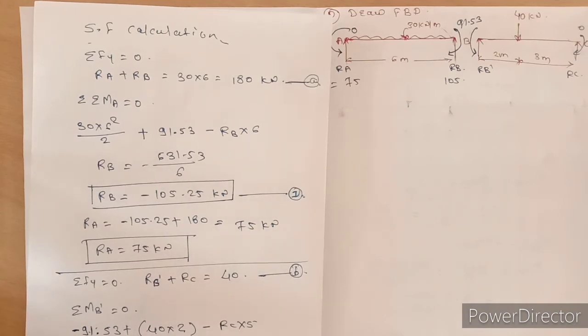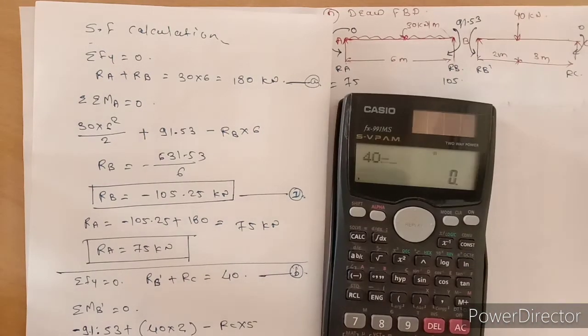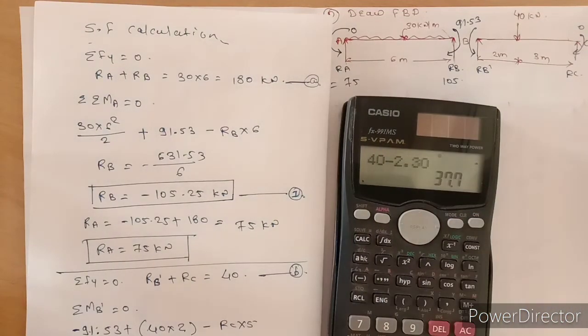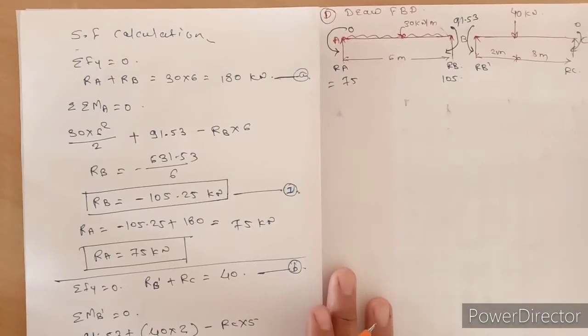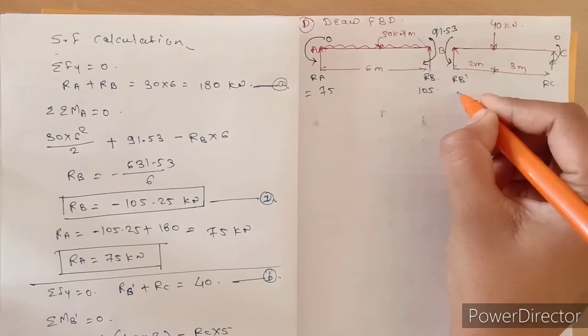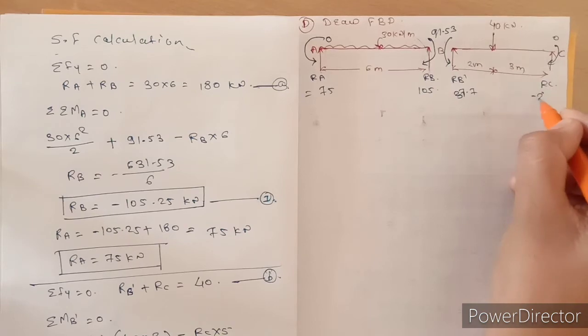And put this RC value in equation B. So we get RB dash. So RB dash is equal to 37.69. That means 40 minus 2.30 is equal to 37.69, that means 37.7 kilonewton. This is our RB dash. And from these shear force calculations, to draw the shear force diagram, here the RB dash value is 37.7 and RC is minus 2.30.